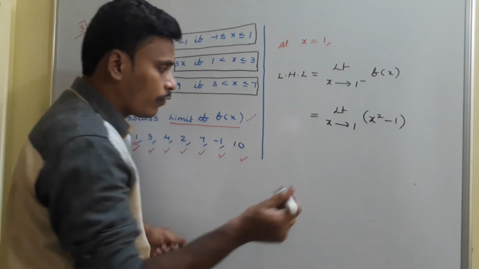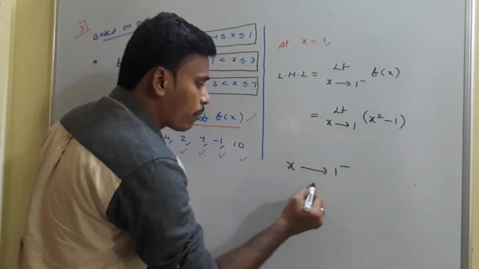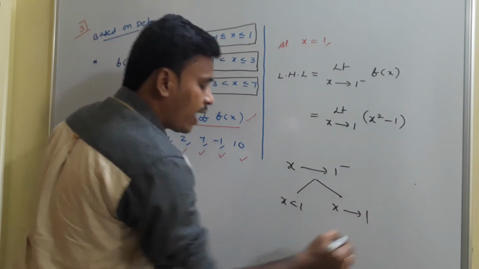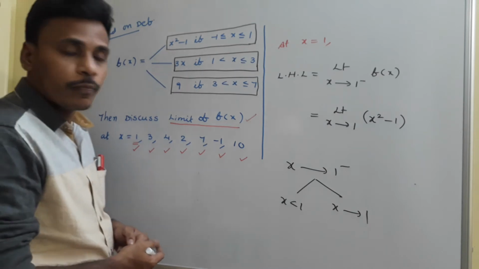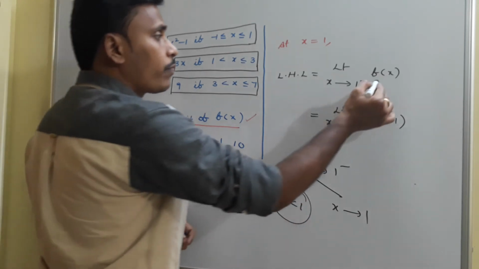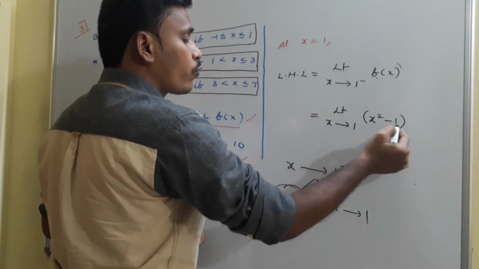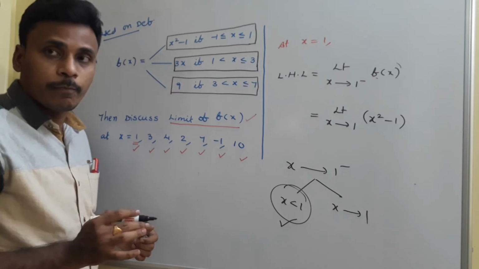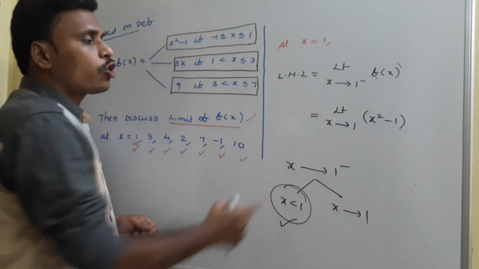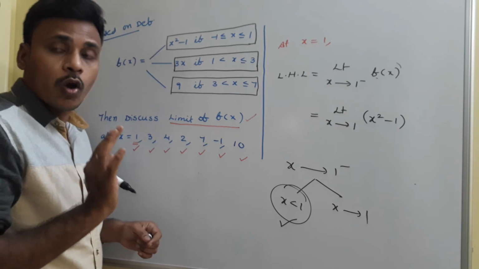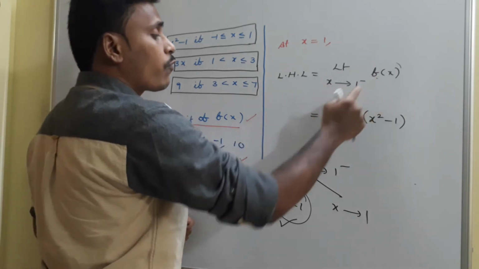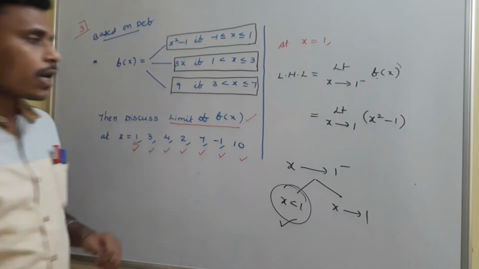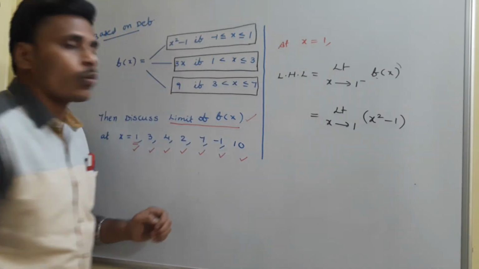Once again, I will explain for you. x tends to 1 minus means x is less than 1 as well as x is very near to 1, x is tending to 1. Based on this x less than 1, I just replaced f of x with x square minus 1. That means the utilization of x less than 1 is completed. Then the next thing is x tends to 1. So it is enough to write x tends to 1 now. So limit x tends to 1 minus f of x is equal to limit x tends to 1 of x square minus 1.